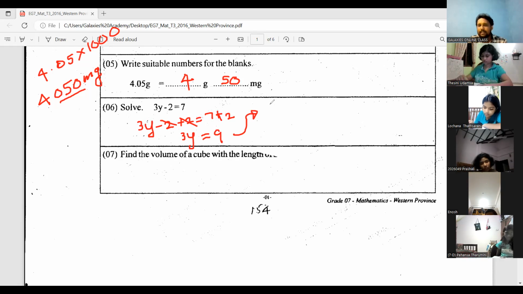We want y. So what you have to do? Both sides you have to divide by 3. 9 divided by 3, what is the answer? y equals 3.